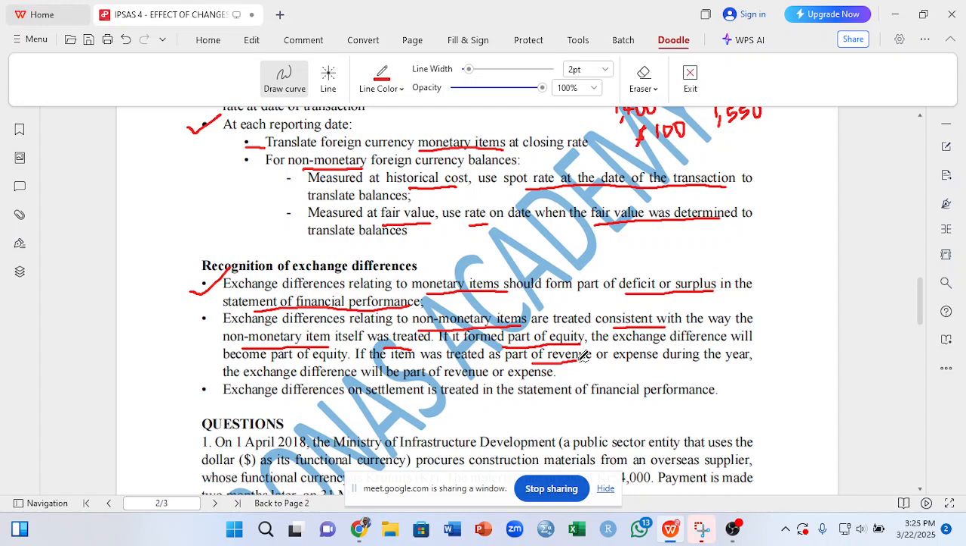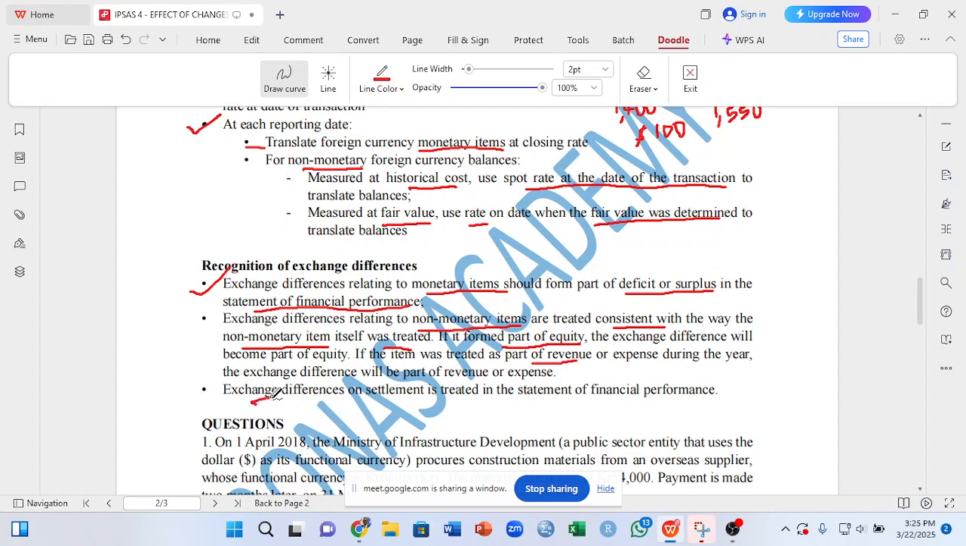But there may be some instances where it may still affect your revenue and expense. If the items still affect your revenue and expense, then the exchange gain or loss will still go to your statement of financial performance. So bear in mind with non-monetary items, you have to look at the identity of the non-monetary item, and then treat it consistently with how the item is being treated.